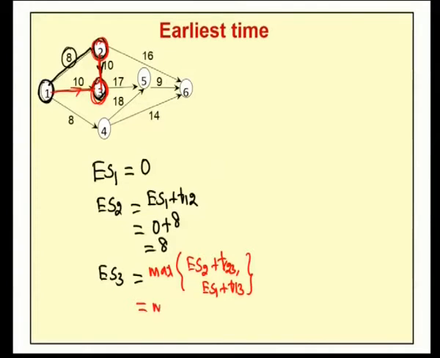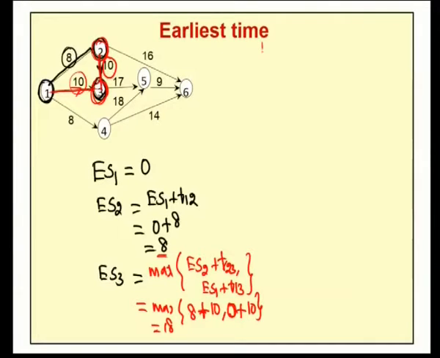So now we compute that value. Maximum of, the earliest starting time for node 2, which we already computed, is 8. So 8 plus the normal duration for that activity, which is 10. So 8 plus 10. Then for ES1 the value is 0. Now for the activity 1 to 3, the normal duration is 10. Therefore 0 plus 10. So among these two, the maximum is 18. Therefore, for node 3, the earliest starting time is 18.